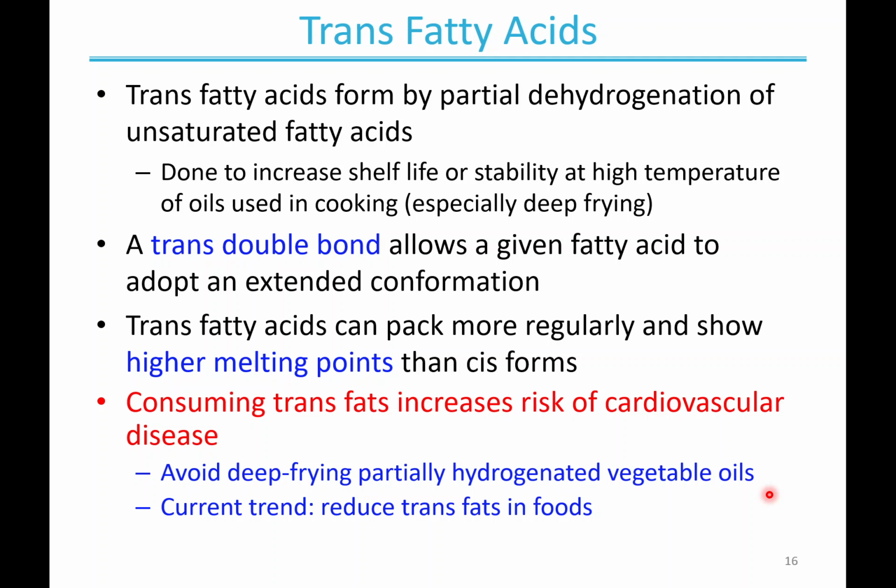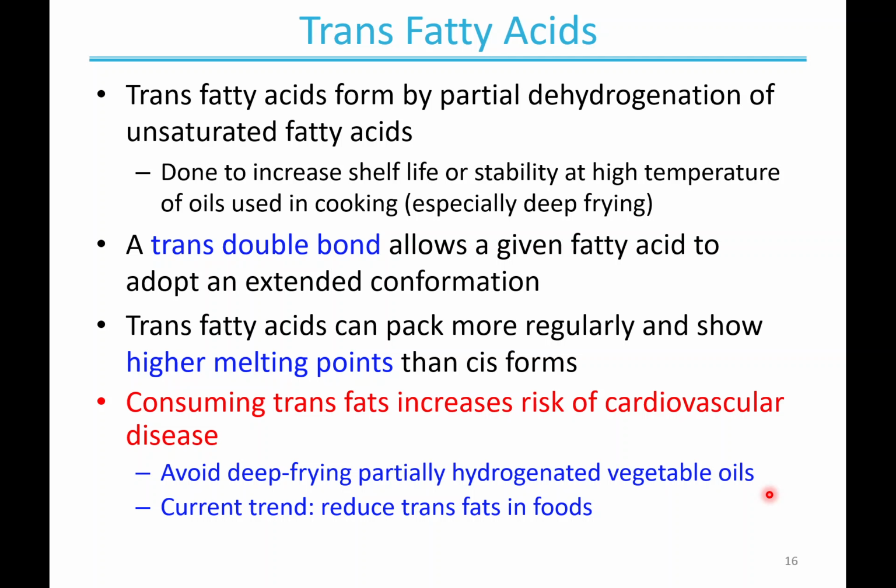Trans fats or trans fatty acids are really not naturally formed in the body. They're formed by partial dehydrogenation of unsaturated fatty acids, and they're done to increase shelf life or stability of certain food products at higher temperatures, especially for deep frying. So that's kind of where trans fats originated in the diet. Probably not a whole lot left anymore because it became such a hot topic in nutrition to eliminate these. So I don't know how much of them are used anymore, but that's historically what they were used for.